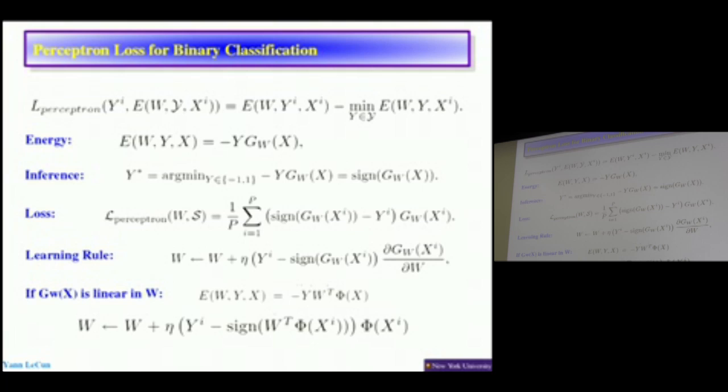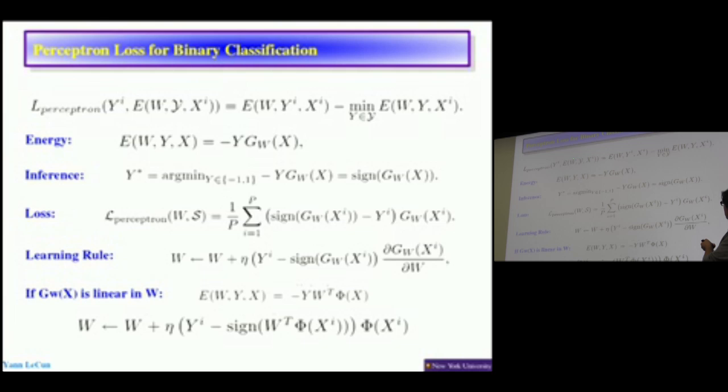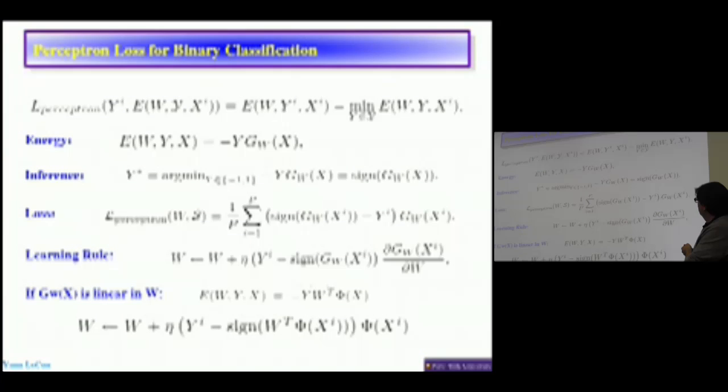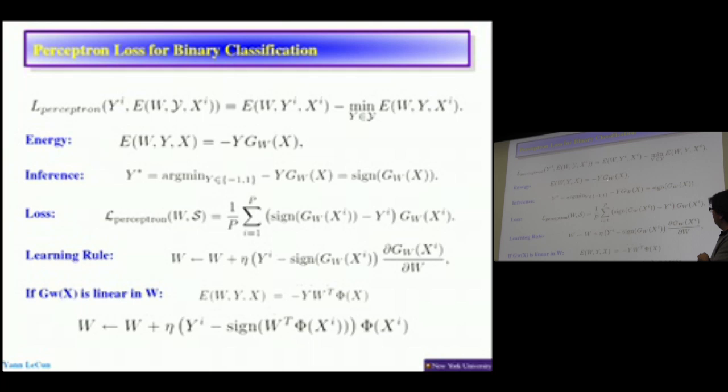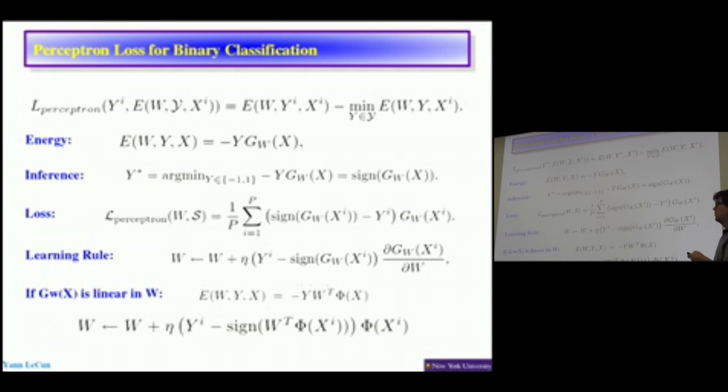So let's see how this translates into the real perceptron. Okay. So here is the loss function of the perceptron. We're going to define our energy like this. This is the binary classification energy that I mentioned earlier. Okay. So y again is a binary variable. Takes a value +1 or -1 depending on the category of x. So for inference, we're going to find the y star, which is the value of y that minimizes -y GW of x. And as I said before, that's simply the sign of GW of x, where sign is +1 when the argument is positive, -1 when the argument is negative.